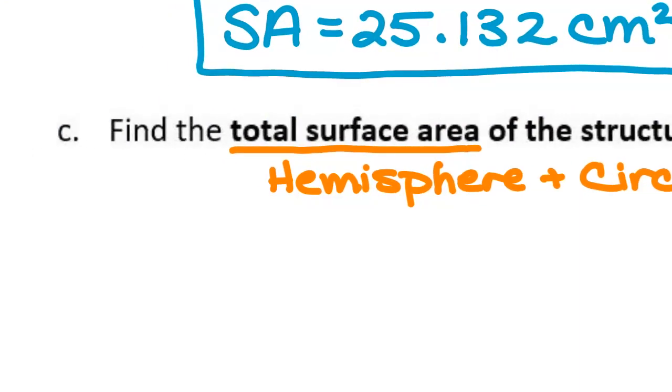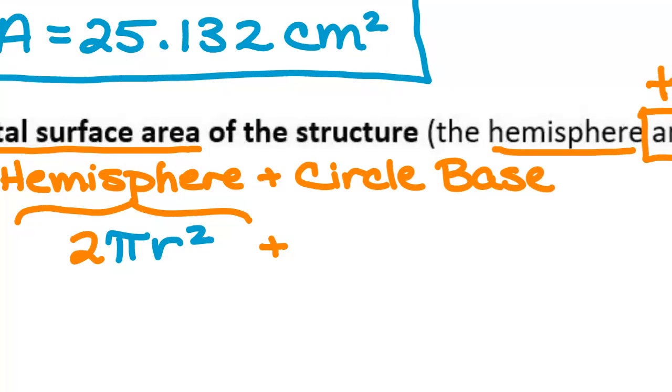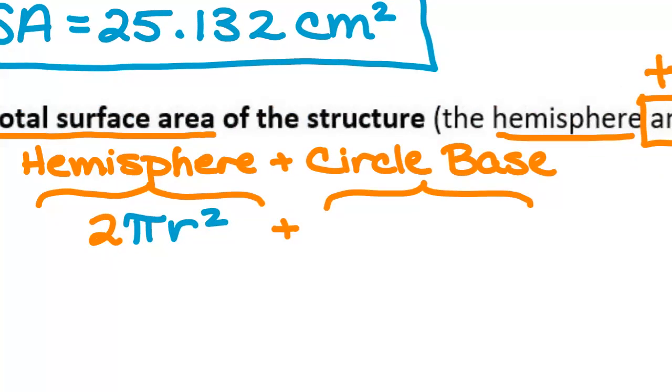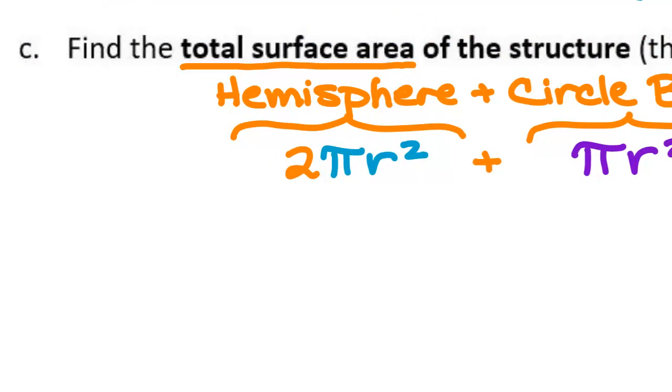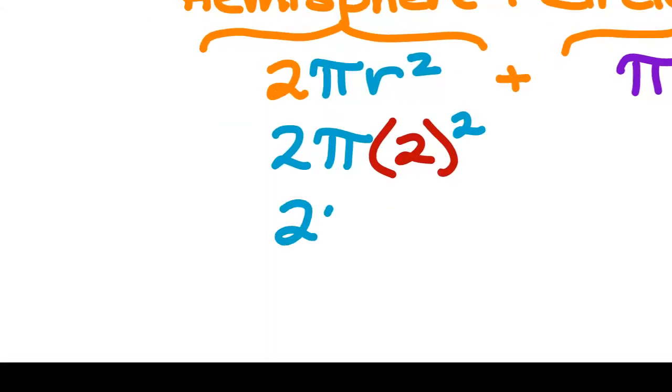So the surface area for the hemisphere, we said, was 2 pi r squared, plus, and now we have a circle base, and I need the area of this circle base. How do you find the area of a circle? Pi r squared. All right, so for the hemisphere, 2 pi times 2 squared, which we already calculated. We got 25.132 from that.